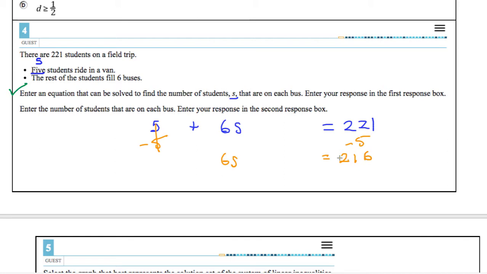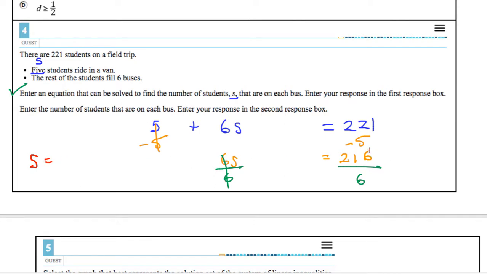216, and now I need to divide both sides by 6 to get rid of that 6, so divide by 6, and that'll cancel out the 6, and then I get my final answer. I ran out of room, so I'm going to do it over here on the left hand side. That means S is equal to 216 divided by 6.